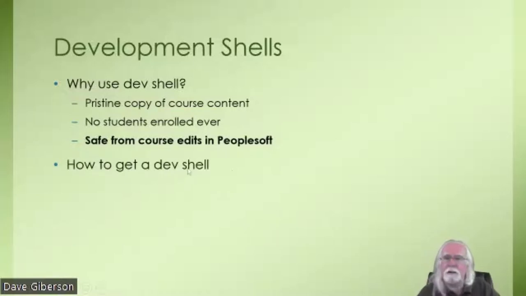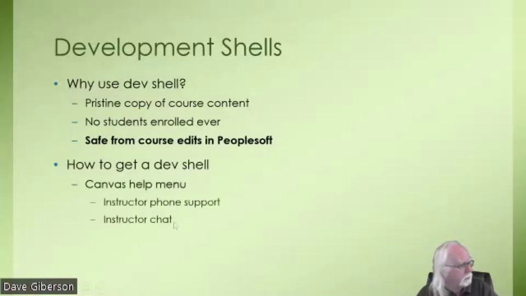You can get a dev shell anytime you like. You can get as many as you like. All you have to do is go to the Canvas Help menu and use either the phone support hotline or the chat and just ask, identify yourself as a faculty member at the San Diego Community College District. They'll probably ask for your ID number so that they can verify that you have an account in Canvas. Then they'll make you however many Canvas development shells you wish while you wait. Only takes a few minutes.